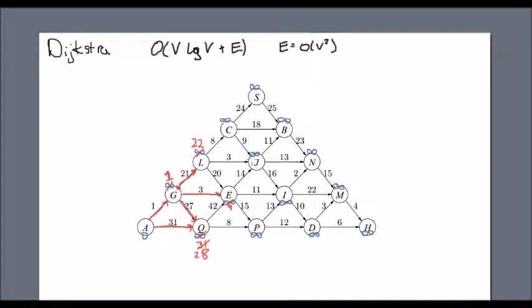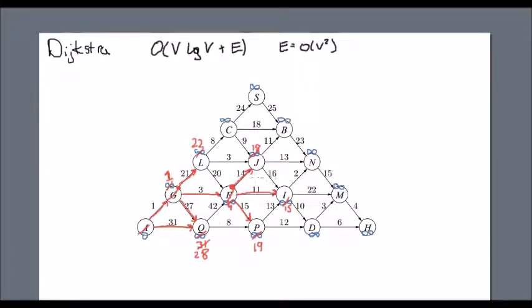From E we can go to J, I, and P. So if we go to J, that's 4, that's 18. And if we go to I, that's 15. And if we go to P, we can do 19. Good. So that's from E. Now we're done with that one. I'm just gonna mark the places we have looked.